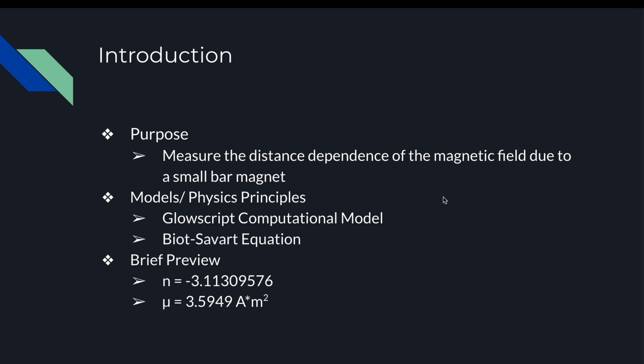So the purpose of this lab was to measure the distance dependency of the magnetic field due to a small bar magnet. For models and physics principles, I used a GlowScript computational model, and then I used the Biot-Savart equation. I think I mispronounced it. Brief preview: the exponent that I calculated was negative 3.11, which is pretty close to negative 3. And the magnetic moment was equal to 3.59.